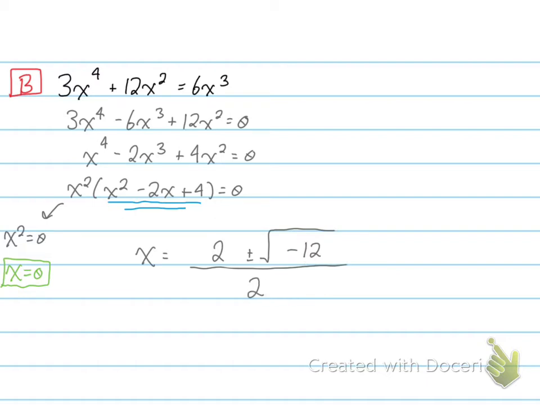Now I have negative 12. I know I'm going to get some imaginary solutions here. That's okay. I'm just going to simplify this down. That negative 12 I can pull out to be negative 1 and 12. I'm also going to ask myself, okay, can I pull any perfect square out of 12?